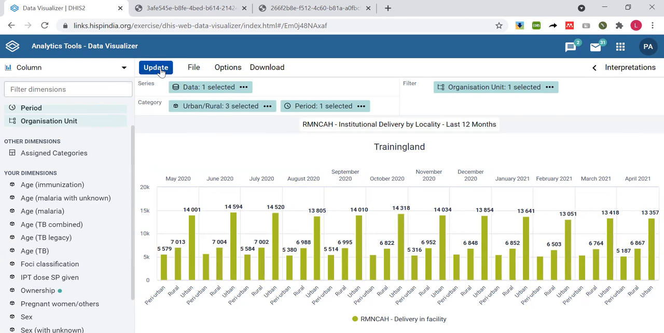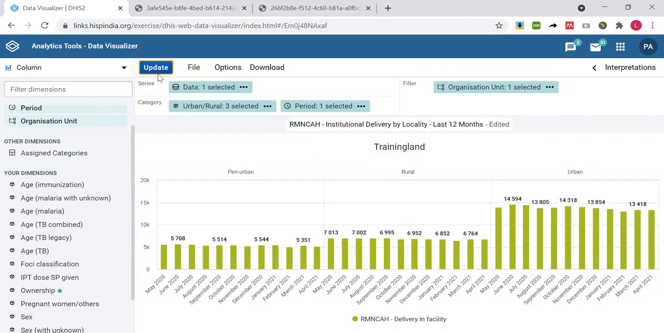So I click update and this is what I see. What actually happened? We are now seeing the rural, urban, peri-urban at the top and period at the bottom. So how it is configured is whichever is placed first in the category parameter is going to come at the top, and the second one, what comes after that, is placed at the bottom. Okay, hope that is clear.